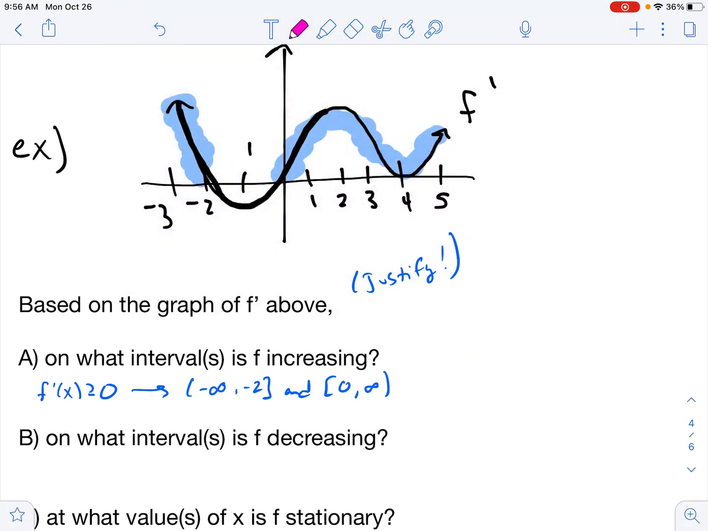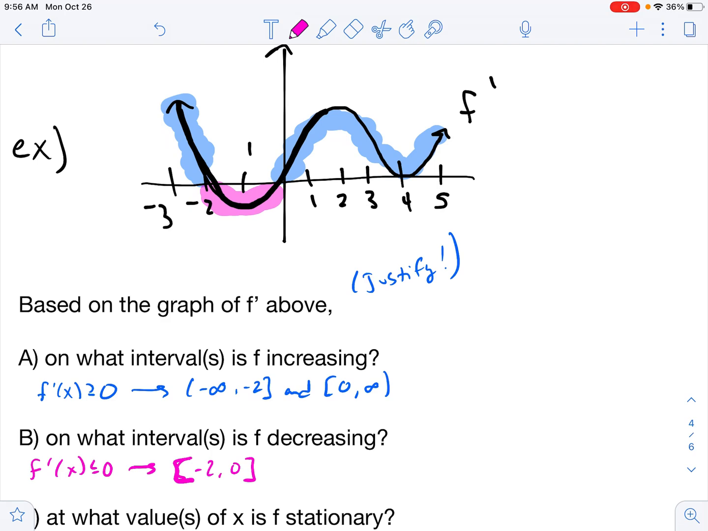When is f decreasing? Well, the function decreases when the first derivative is less than or equal to 0. If you're looking at the graph of the first derivative, when is the graph less than or equal to 0? When it lies below the x-axis. So that's going to be on the closed interval negative 2, 0 here.